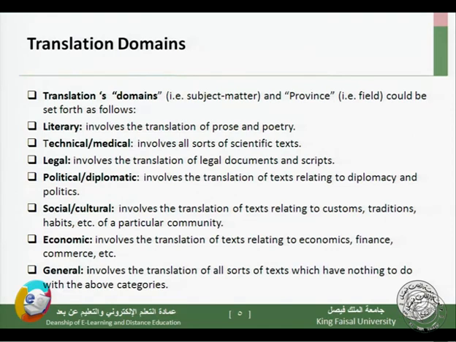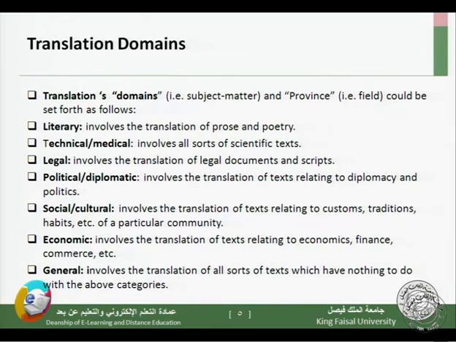Now, before we go to talk about interpretation or interpreting, I'd like to make sure that you understand the following domains of translation. Translation has certain domains. Domains, what do we mean by domains? Domains means the subject matter and the province. It means the field of the material you want to translate. Now, how many domains do we have?